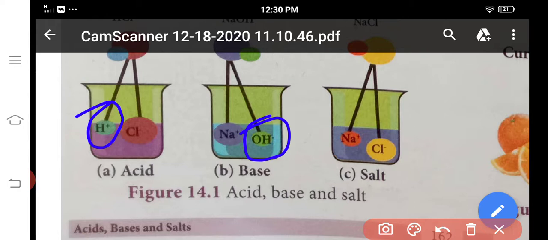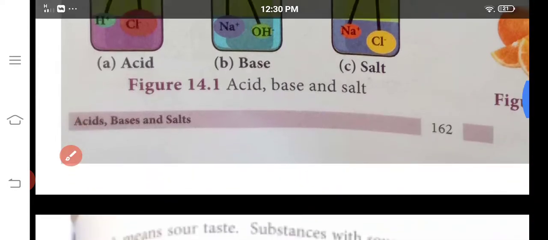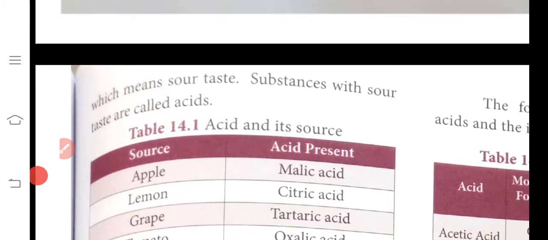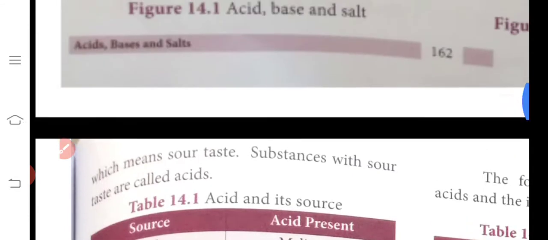And this third one, NaCl, is a salt: Na+ and Cl-. So the first one is an acid, the second one is a base and the third one is a salt. Next, acids, bases and salts.